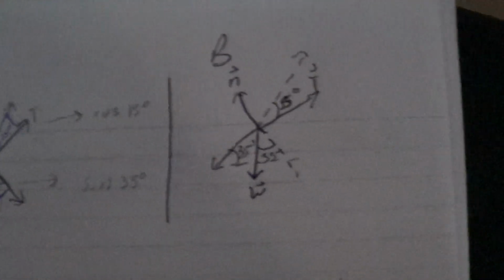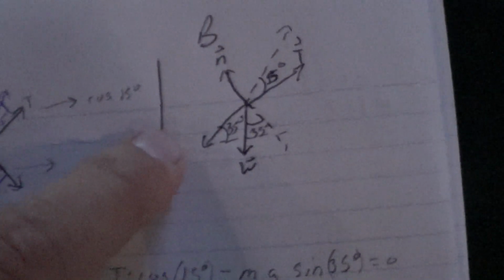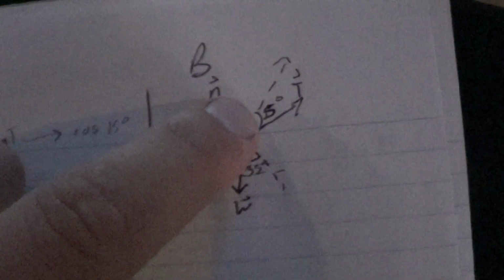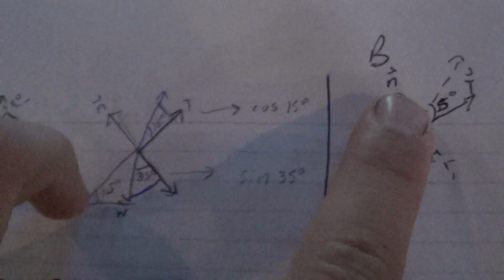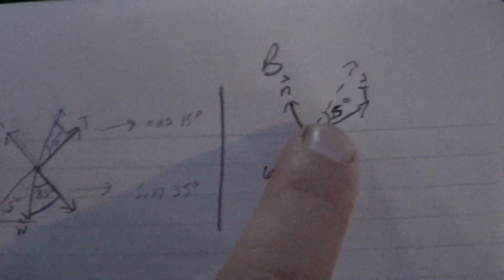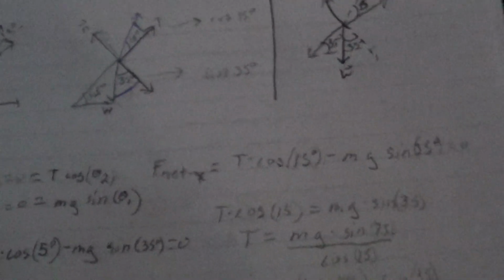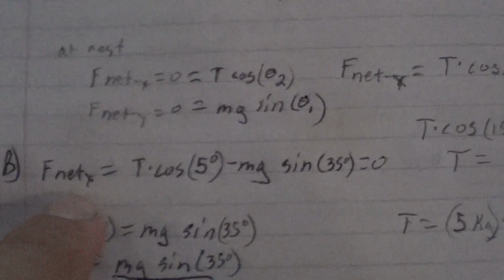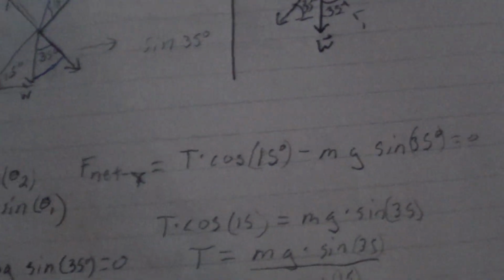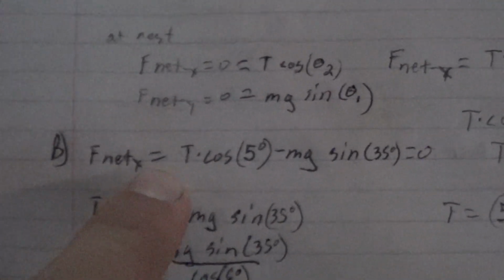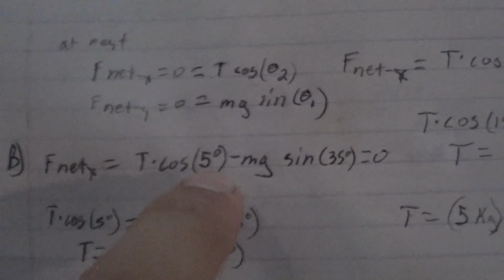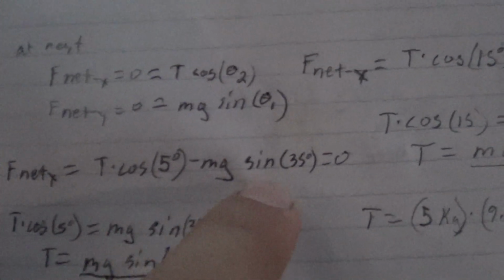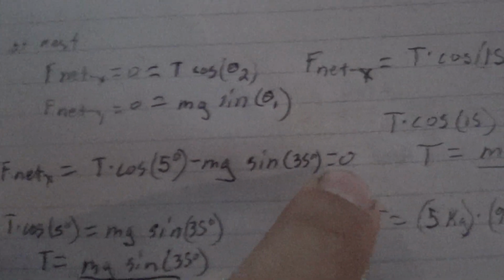The second part of the problem I added in was if we change the second angle from 15 degrees like it was in this first part to 5 degrees, would the tension be larger or smaller on the rope pulling the block? So, setting up our problem the same way we set up the first one, we have F net of x equals T cosine of 5 degrees minus mass times gravity times the sine of 35 degrees equals 0.